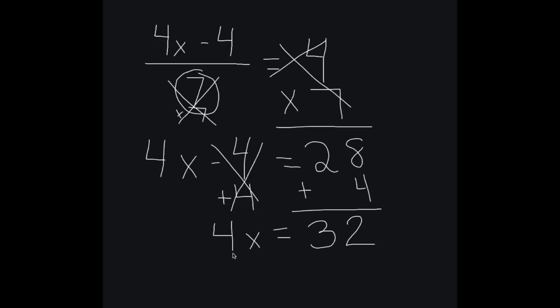Let's get this x by itself. Since it's multiplying by 4, we're going to divide this side by 4 to cancel it out. Goodbye, 4. We have the x by itself. What does that mean? We got to do the same thing over here. Divide by 4. 32 divided by 4 equals 8. Okay, I think you got it. Now let's try another example here.